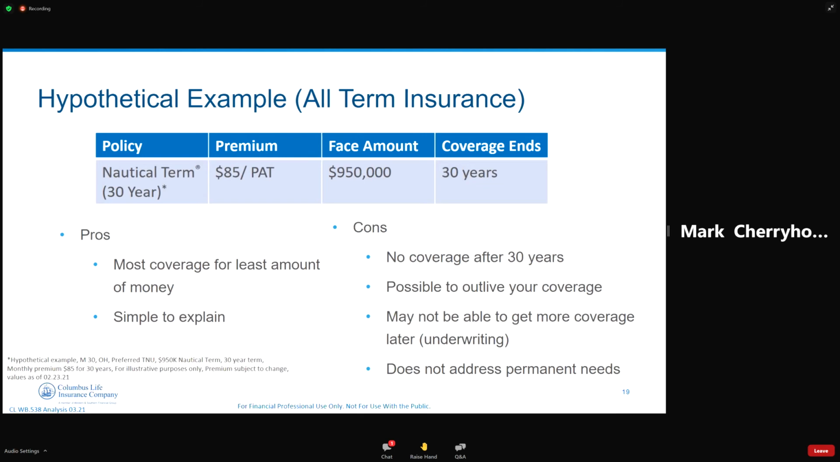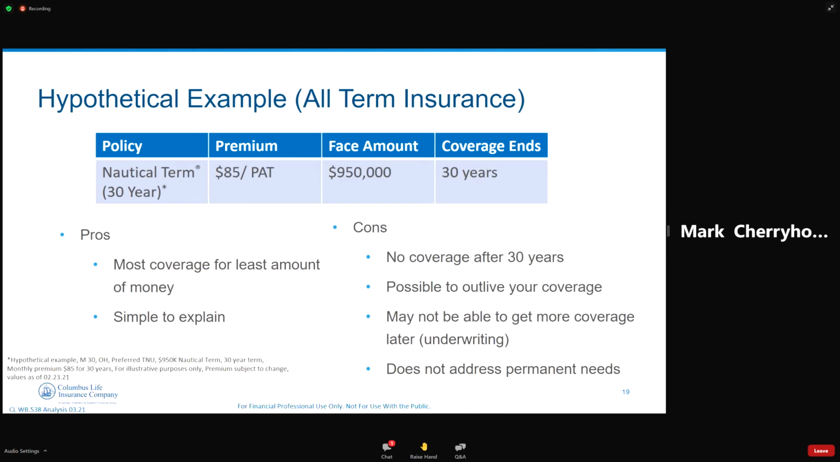Remember, we've got a 30-year-old male, and considering his age, let's just assume that he's preferred non-tobacco, and we run some numbers here. If we combined all these numbers, it's actually about $935,000, but let's round it up because the numbers are easier to explain, up to $950,000. If we were to sell this client a 30-year term policy, he'd be paying about $85 a month. That's that pre-authorized draft on a monthly basis. He's paying about $85.